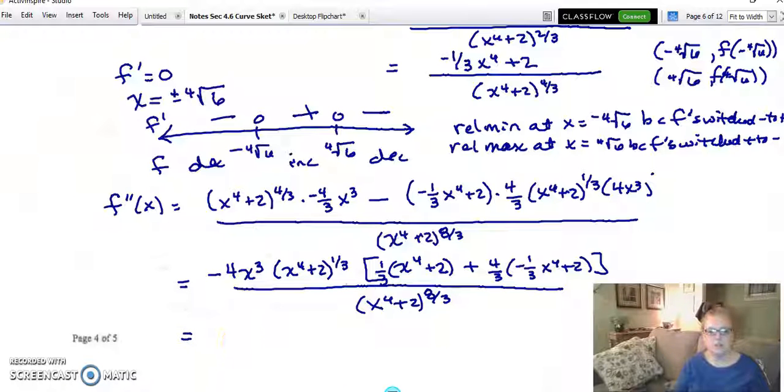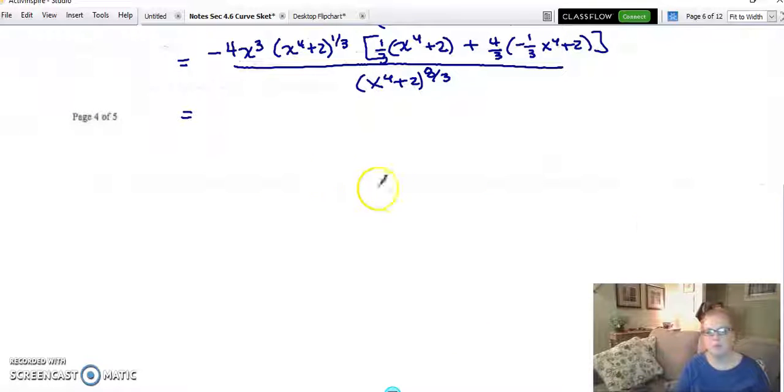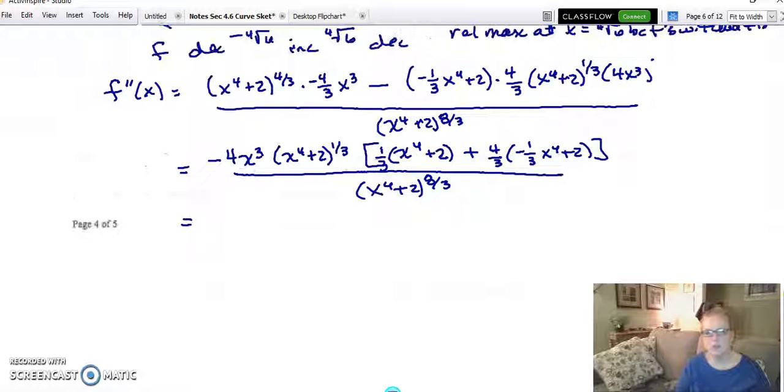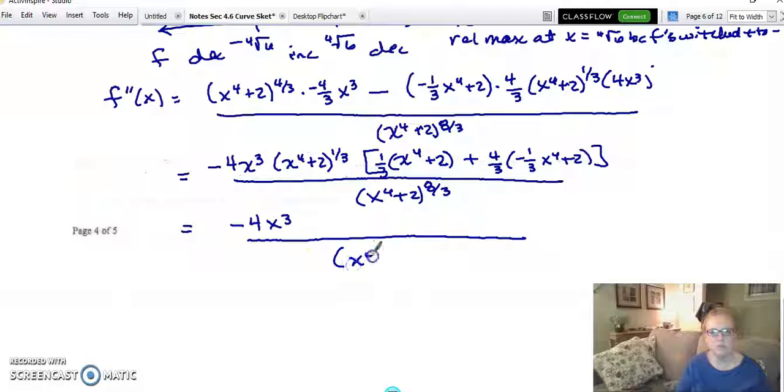So a lot of this ends up just being the simplifying part is the tough part when you're looking at it. I spent more time doing that than I have anything else. Let's combine these two together. So we would have minus 4x cubed. All this, add the 1/3. Remember, you're subtracting, so that would be negative 7 over 3, which ends up being 7/3 on the bottom.